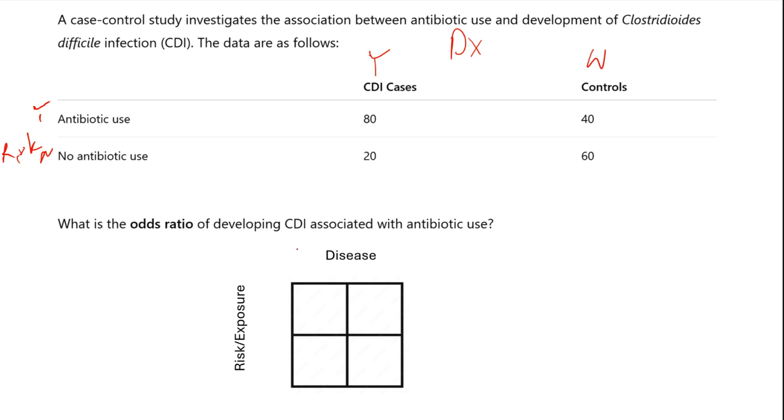So we can fill this table in as we know that this is yes, this is no, this is yes, this is no. Very similarly, you just want to make sure that when you get a table on the exam, it is set up appropriately to the table that you're used to creating. Sometimes they do not always do that. So here's 80, 20, 40, 60.